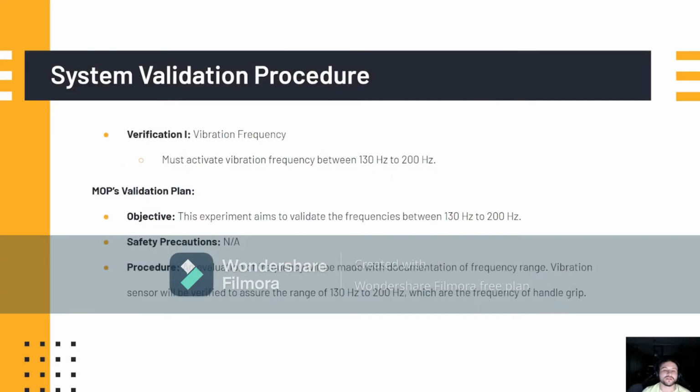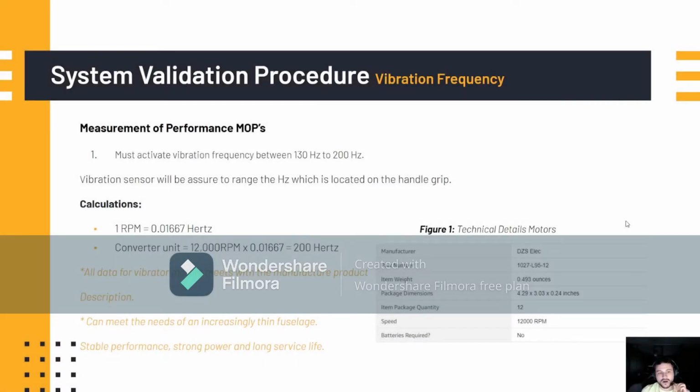The first experiment is the vibrator frequency. The objective of this experiment is to validate a frequency between 130 Hz and 200 Hz for the vibrator motors. All the data for the vibrator motor meets the manufacturer's product description, which is a product that already comes with a program unit.